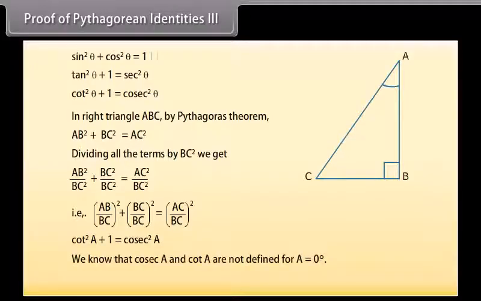We know that cosec A and cot A are not defined for A equal to 0 degree. Therefore, it is true for all A such that 0 degree is smaller than A, which is smaller than or equal to 90 degree.